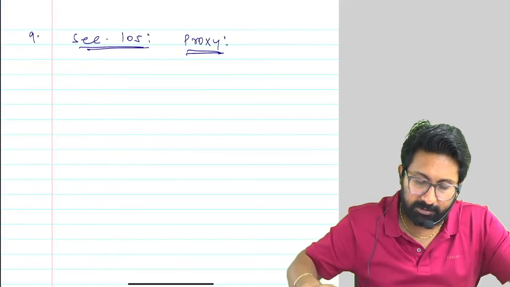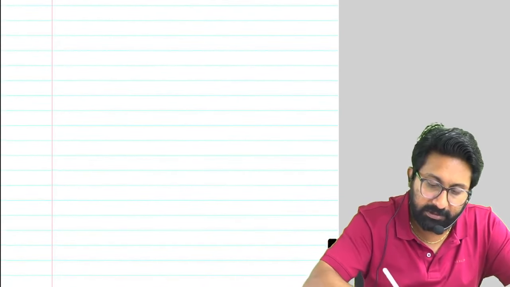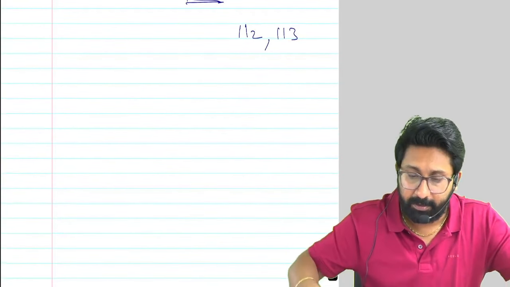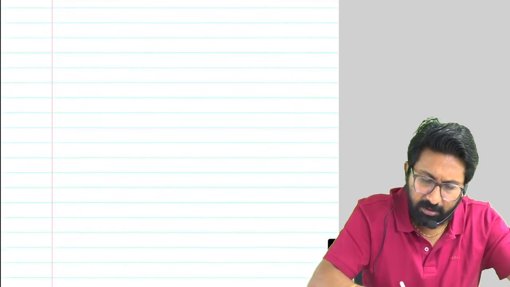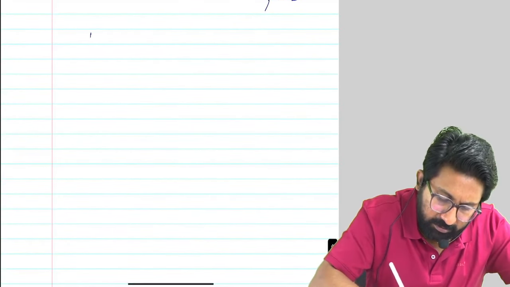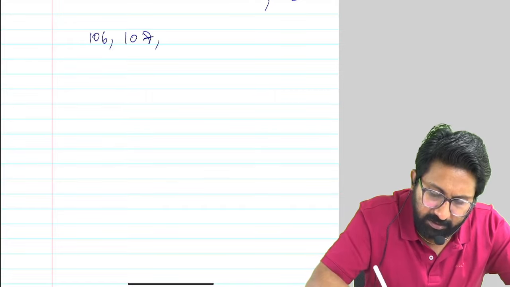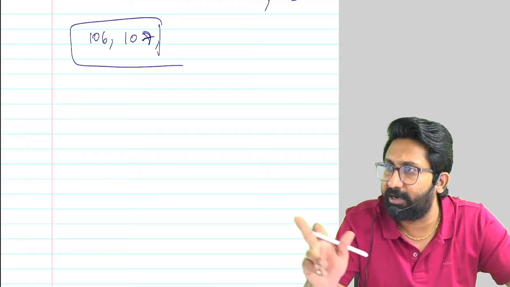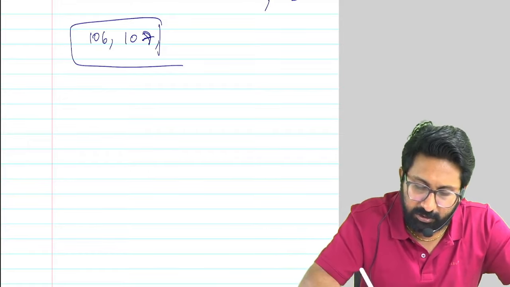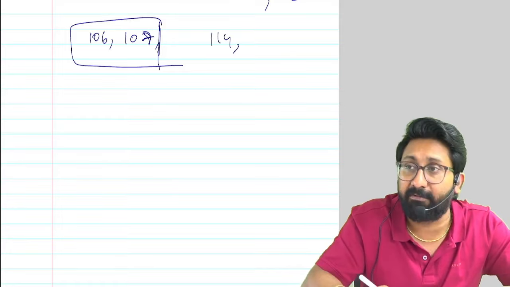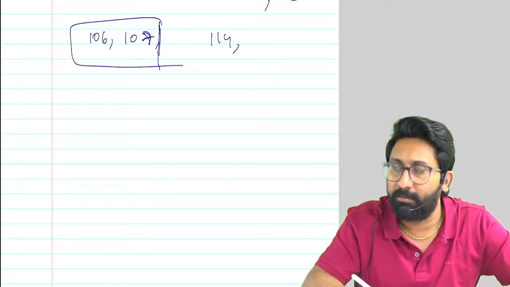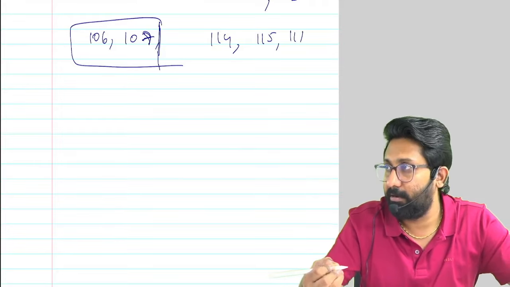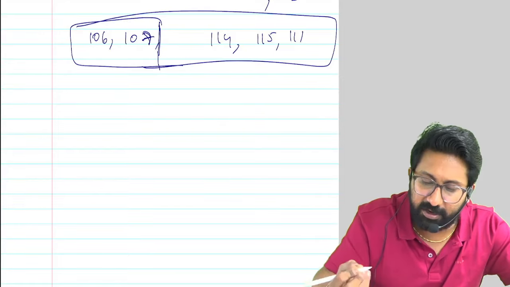We have completed up to section number 105. Along with that we also completed 112 and 113. Next, please listen. Our next targeted sections are 106, 107. First we need to complete these two. I told you previously also, 108 and 110 we are going to discuss at the last. Once these two are completed, we will cover section 114, because 112 and 113 are already completed. Next 115, next 111. This is the next set of sections we are going to cover.